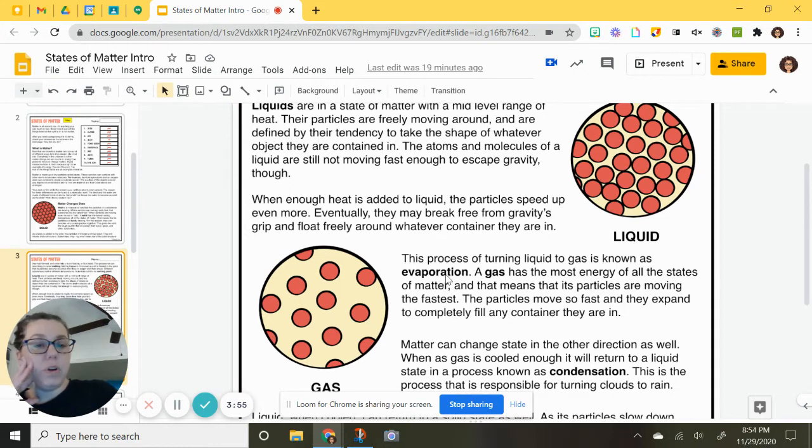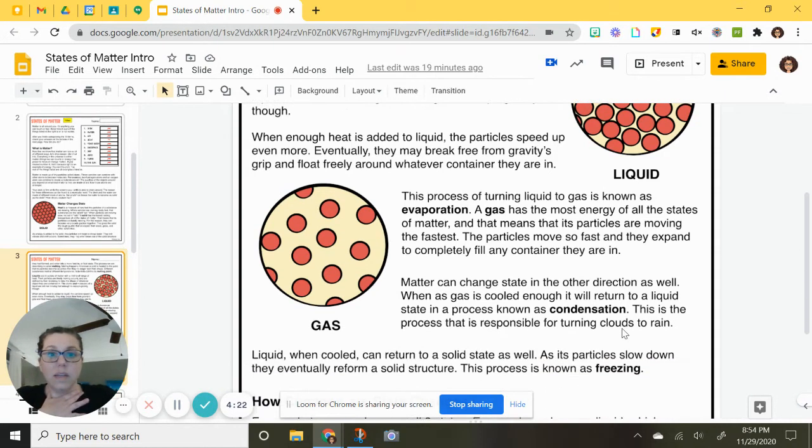I've heard that word before, but you have too. A gas does have the most energy of all states of matter. And that means that its particles are moving the fastest. The particles move so fast that they expand to completely fill any container they're in. Like blowing up a balloon, it expands. Okay, makes sense.